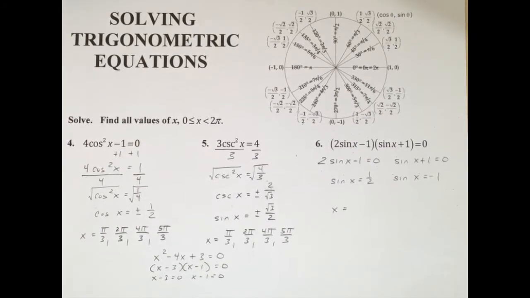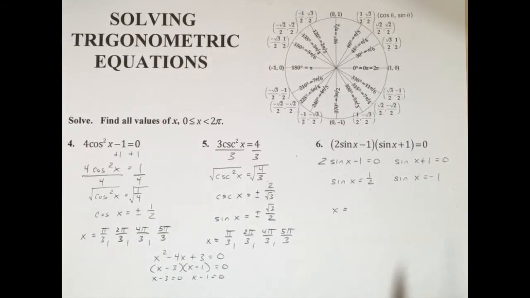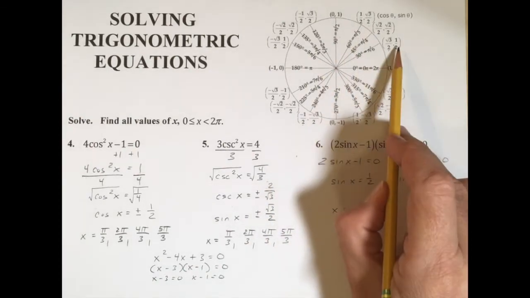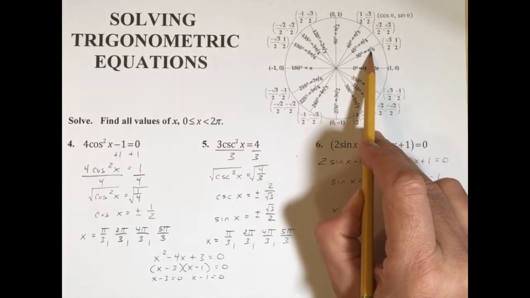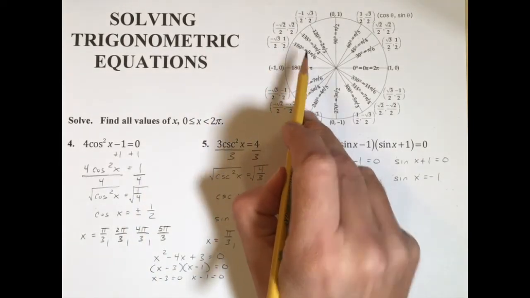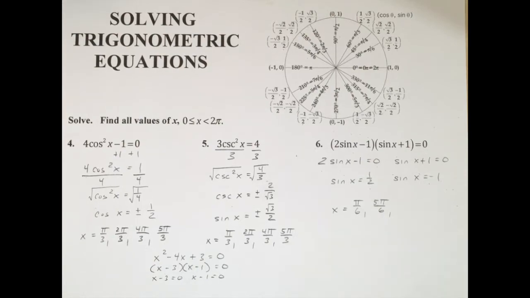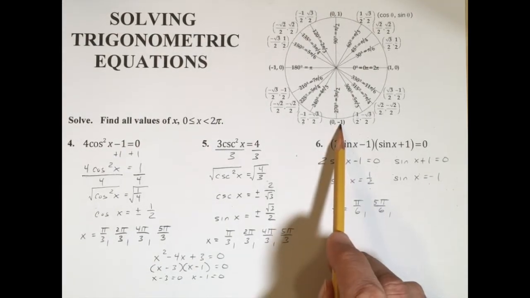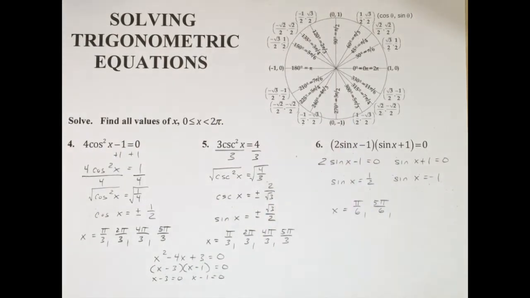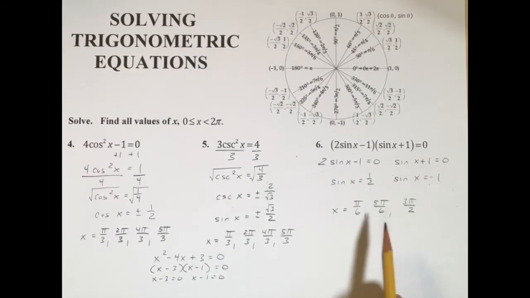So we need to go find where sine of x equals positive 1/2, and we also need to go find where sine of x equals negative 1. Sine of x equals positive 1/2 right here at pi over 6. And it also equals positive 1/2 here at 5 pi over 6. Sine of x equals negative 1 only in one place. Right here, sine is negative 1 at 3 pi over 2. This equation has three answers: pi over 6, 5 pi over 6, and 3 pi over 2.